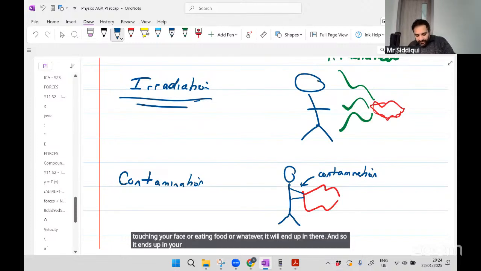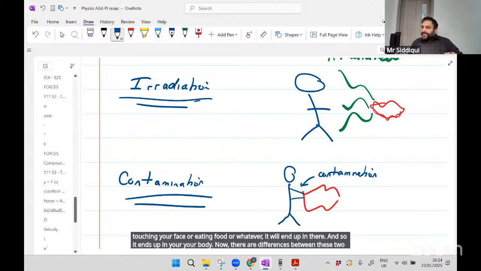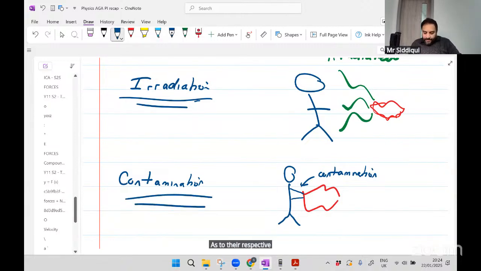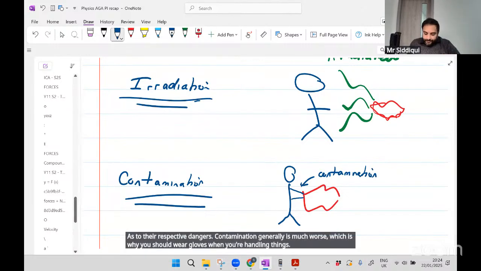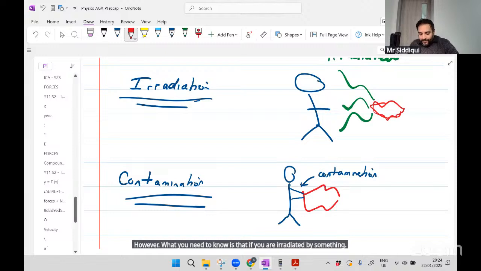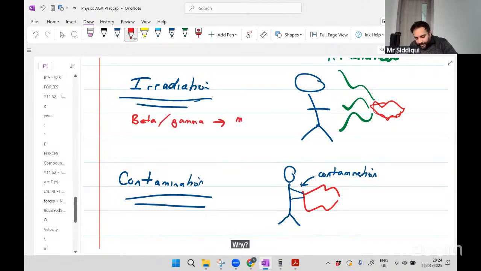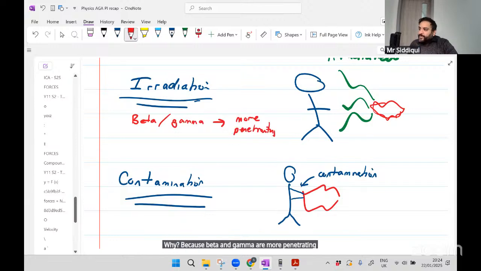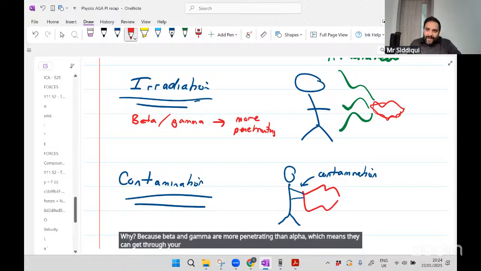Now, there are differences between these two as to their respective dangers. Contamination generally is much worse, which is why you should wear gloves when you're handling things. However, what you need to know is that if you are irradiated by something, then it's more dangerous if it's beta or gamma radiation that is being given off. Why? Because beta and gamma are more penetrating than alpha, which means they can get through your skin. Alpha won't pass through your skin.